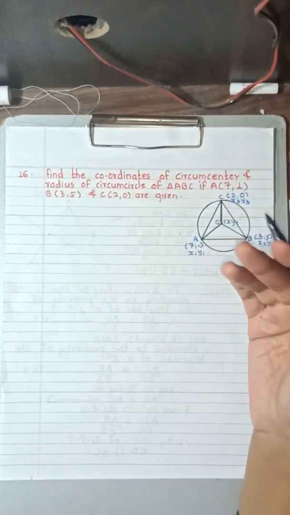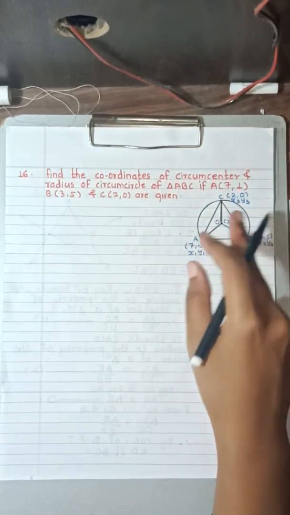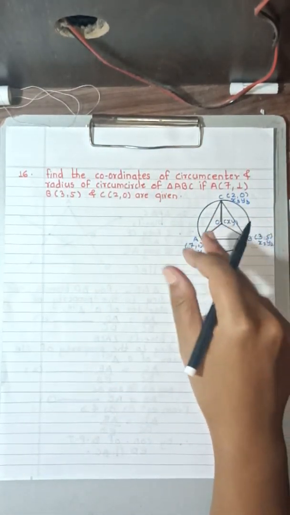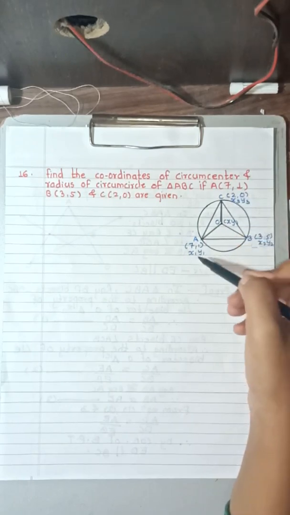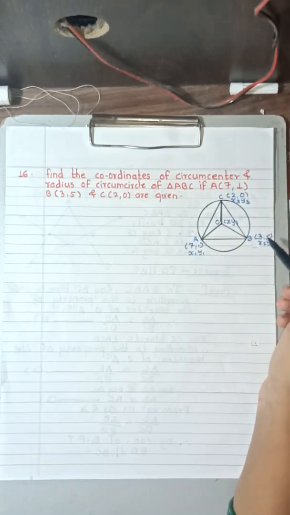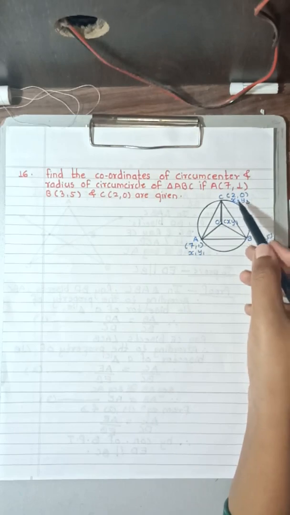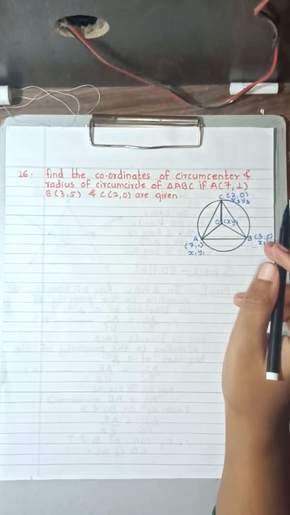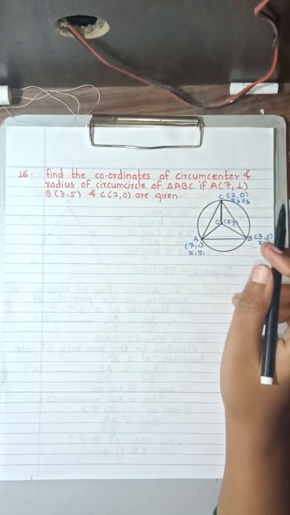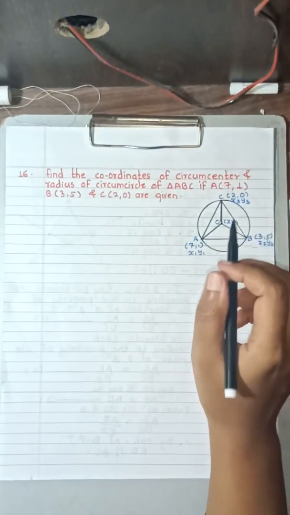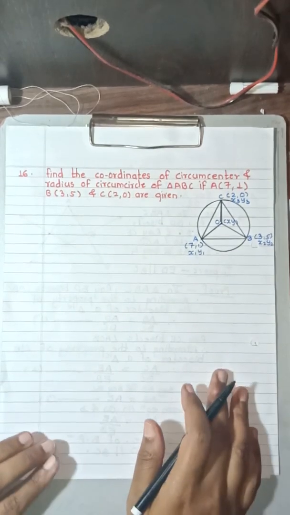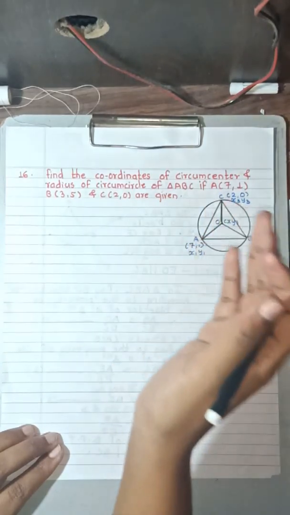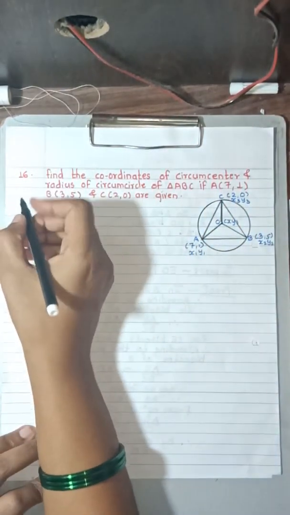Question number 16 is: find the coordinates of circumcenter and radius of circumcircle of triangle ABC if A is 7, 1, B is 3, 5, C is 2, 0 are given. Now this question is also a bit lengthy, children, so I'll need to attach one more page over here. First of all, I'll write down, suppose the coordinates of A are x1 y1 and all those things. Okay, from here I'll start.